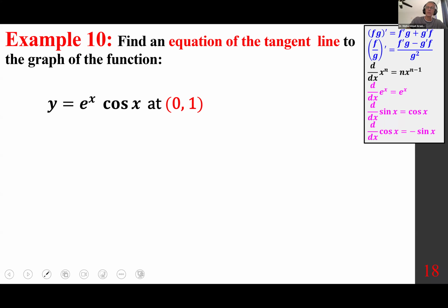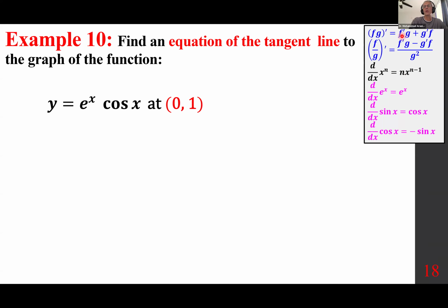First, I want to remind you of a couple of formulas. This is the power rule. The derivative of x to the power of n is nx to the power of n minus 1. Exponential rule. The derivative of e to the power of x is itself, e to the power of x. The derivative of sine is cosine. The derivative of cosine is negative sine.